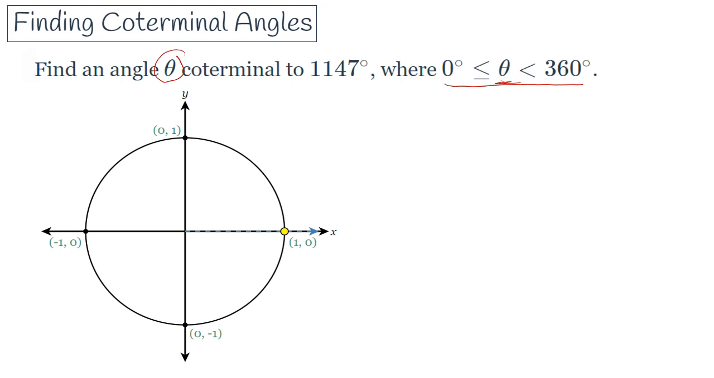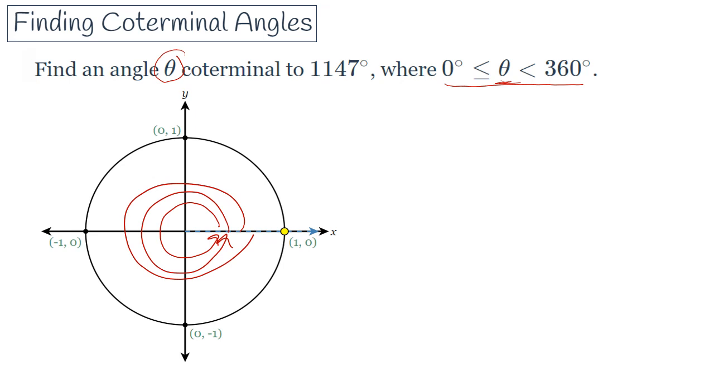Basically what coterminal angles are talking about is every time you go around the circle, that's 360 degrees. If I go around once, that's 360. If I go around twice, that's 720. Go around a third time, that's 1080. Every time you go around, you start over again. So a 360 degree angle is the exact same thing as a 720 degree angle, which is the same thing as a 1080 degree angle.